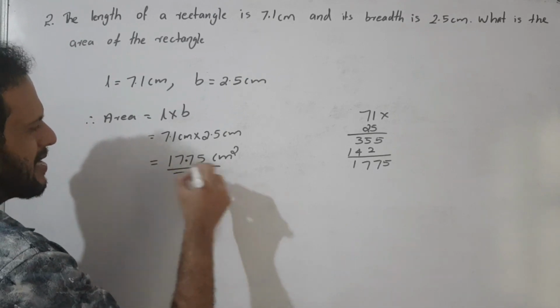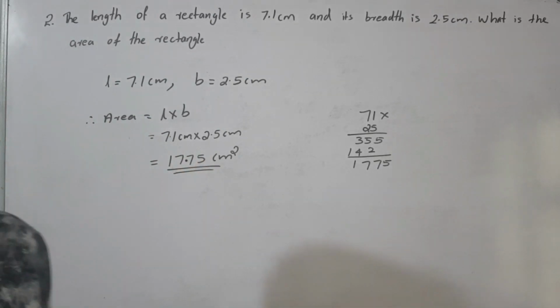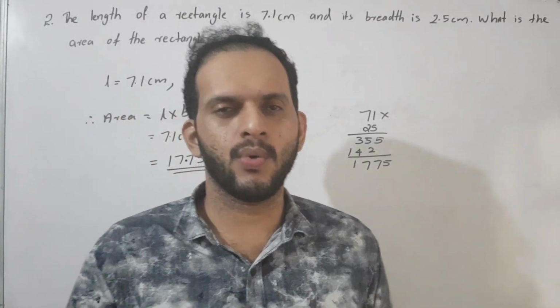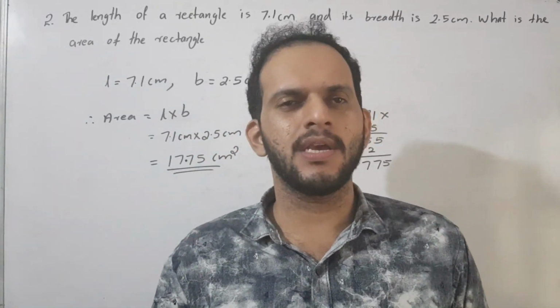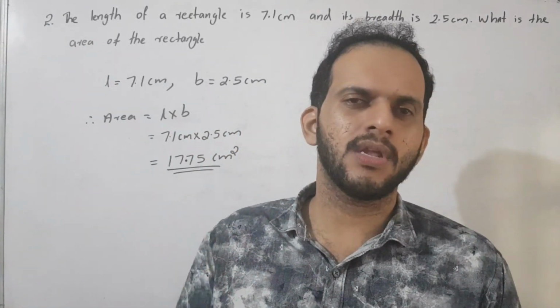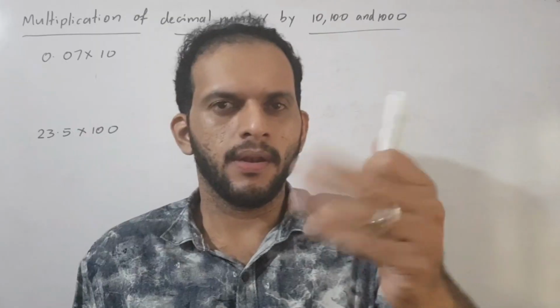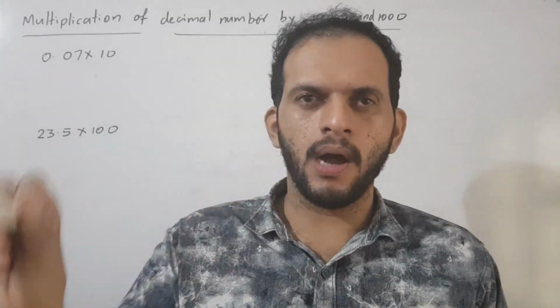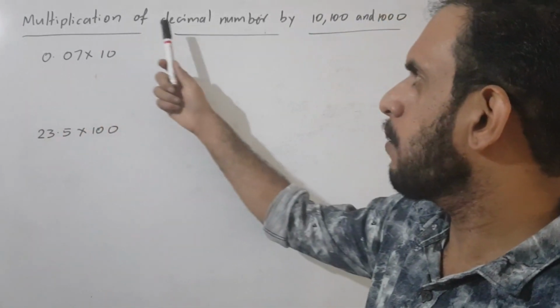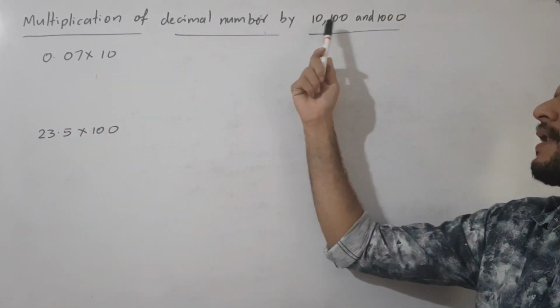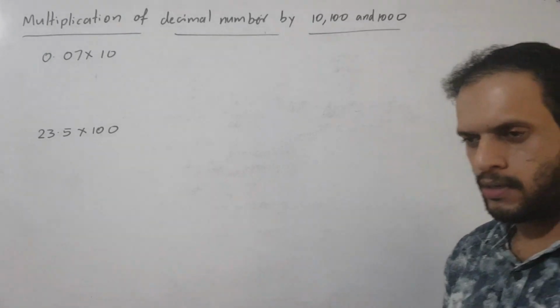So the answer is 17.75 centimeter square. What is the answer? 17.75 centimeter square is the area of this rectangle. Clear? Next we go to the next part, the multiplication of a decimal number by 10, 100 and 1000.